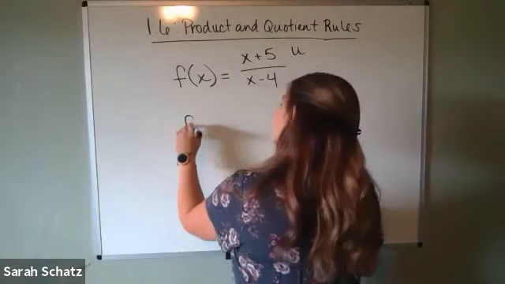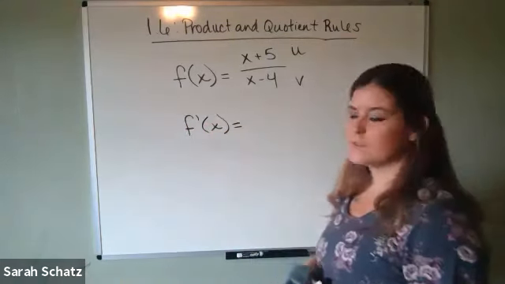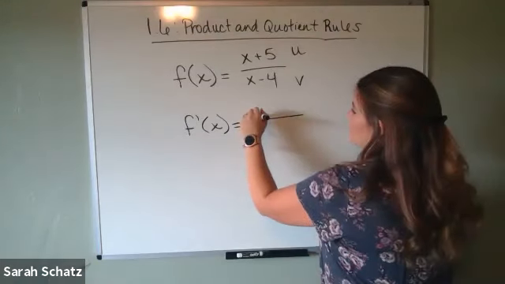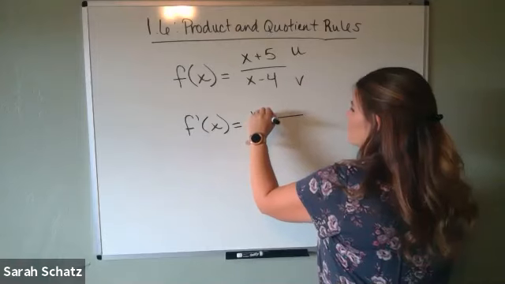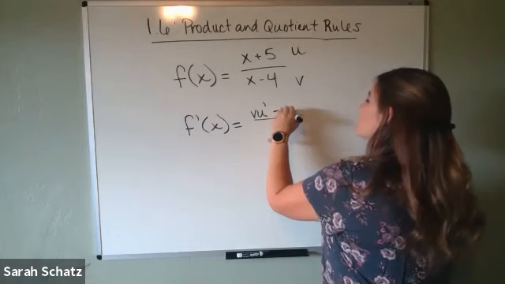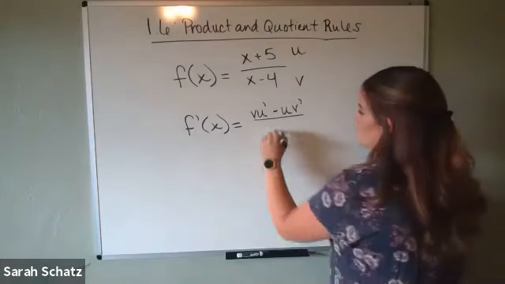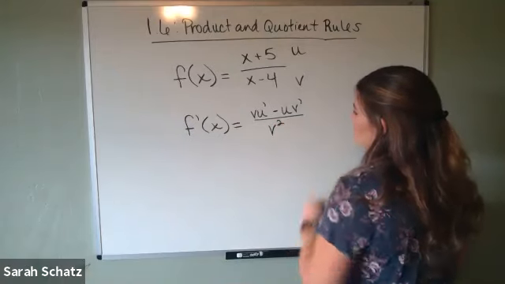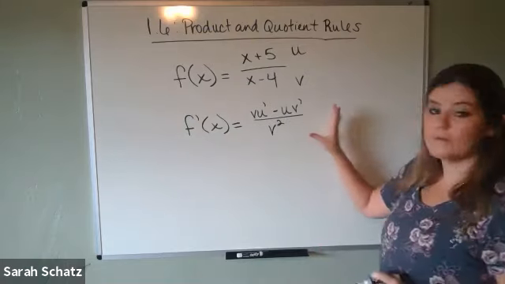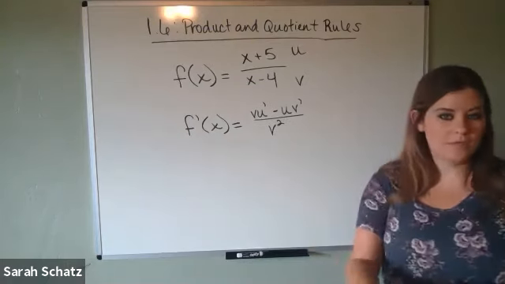So when you take the derivative of a quotient of two functions, this is what you end up getting. You get v du minus u dv over v squared. So it's not actually as horrible as it looks. I know it is a quotient in itself, but it's something you will, again, get used to.